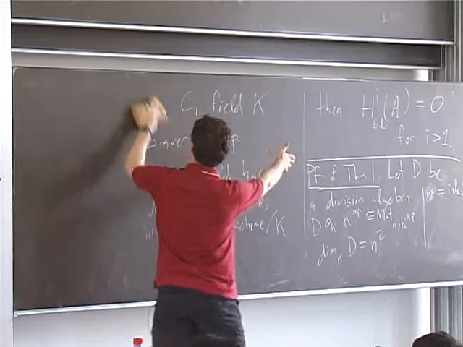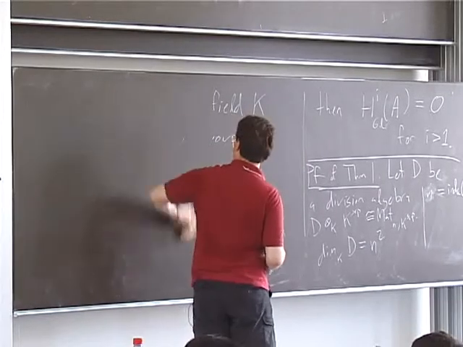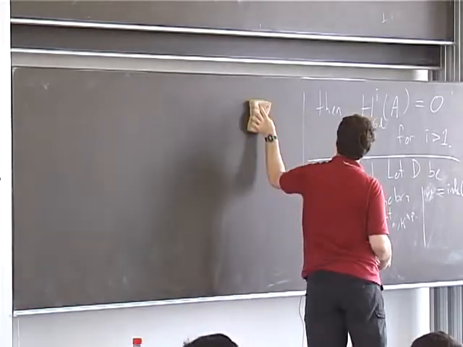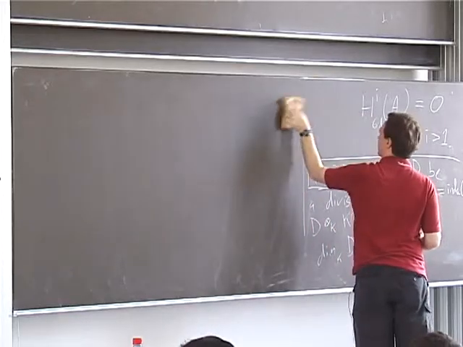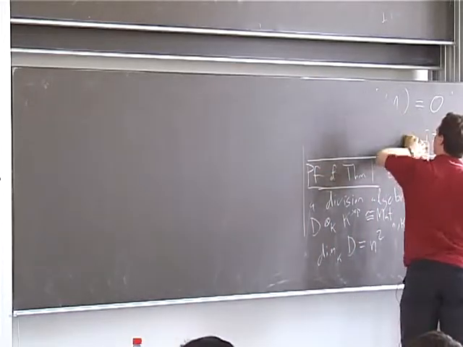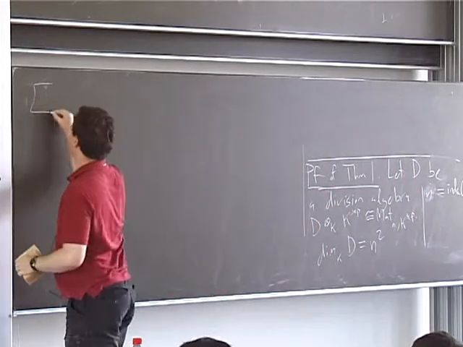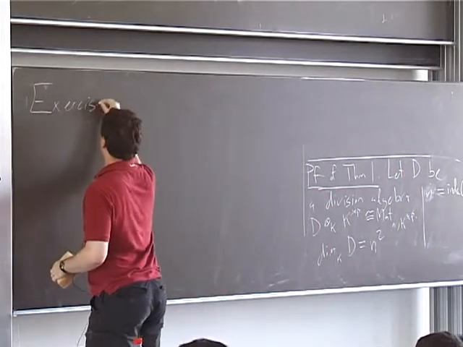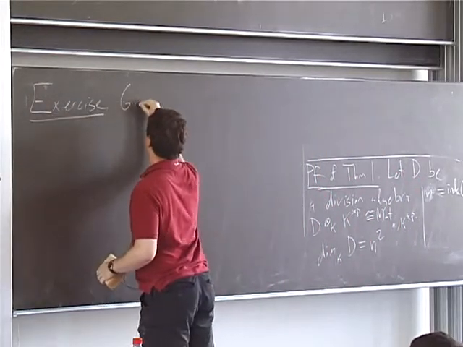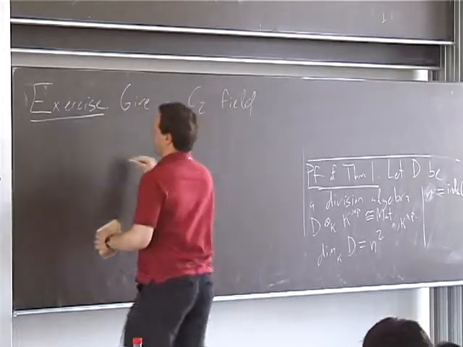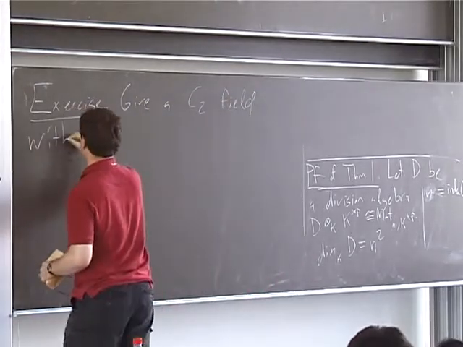There's another thing you could consider. This was a theorem about the Brauer group, what I'm erasing right now, but it's not going to be true if you consider C2 fields that the Brauer group is trivial. So that's a good exercise, similar to that other exercise. Give a C2 field with nontrivial Brauer group.